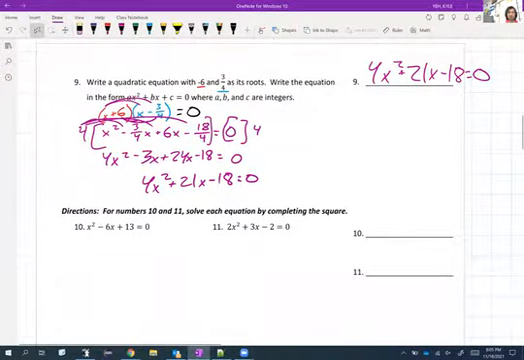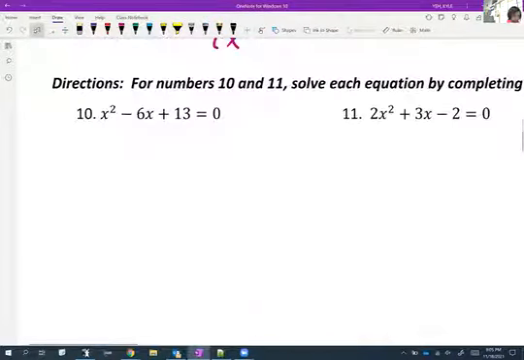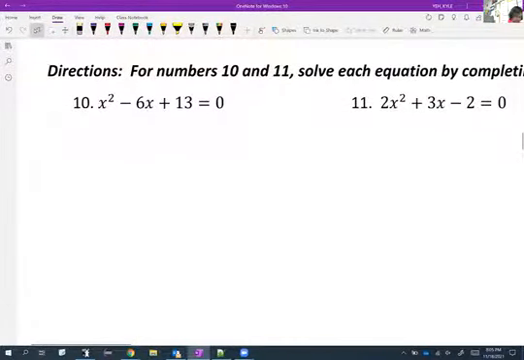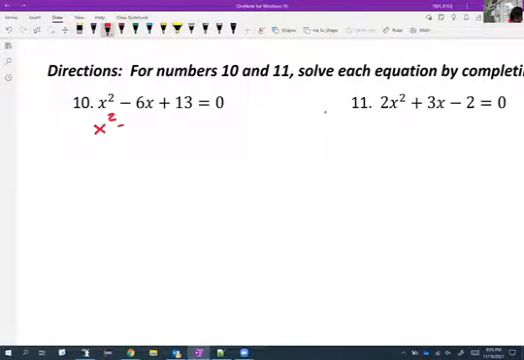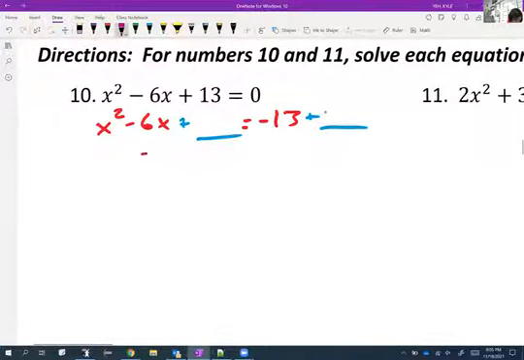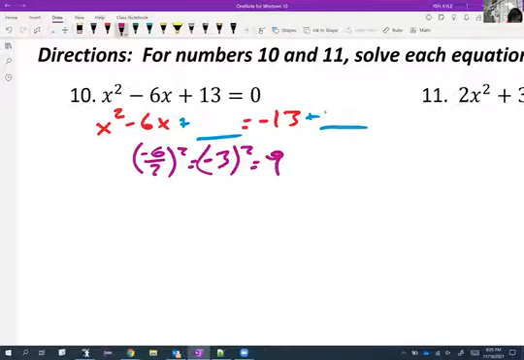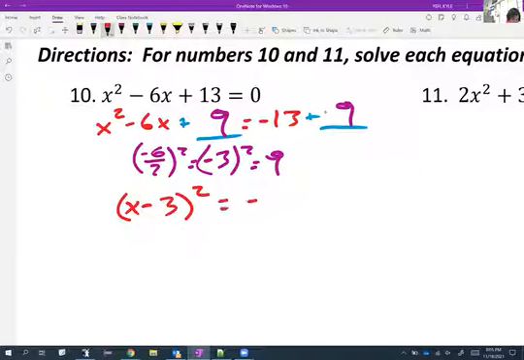All right, completing the square. We're going to get some plus blanks going here. So on this first one, number 10, I'm going to say that x squared minus 6x is equal to negative 13. And I'm going to leave some room for a plus blank plus blank. Let's make this a perfect square. That means I need to add b over 2 squared to both sides. I need to add 9 to make this a perfect square. And so that, if I'm writing it as a perfect square, I can factor it. It's x minus 3 squared equals negative 4.